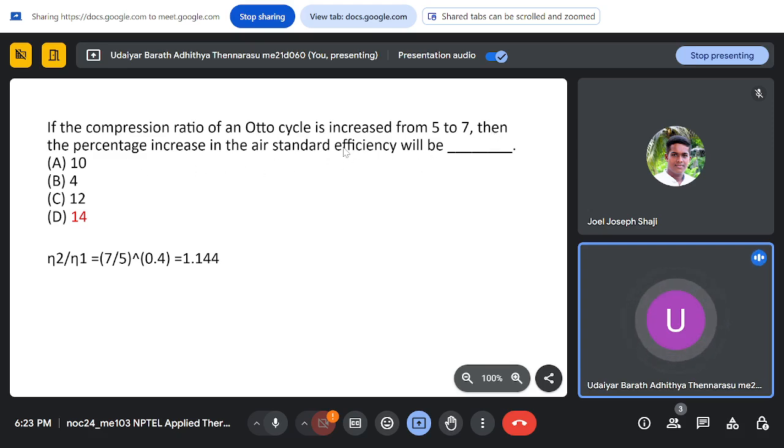Percentage increase will be the delta efficiency. So this actual top is delta efficiency. It will come out to be close to 14. So there will be a 14% increase in your efficiency.